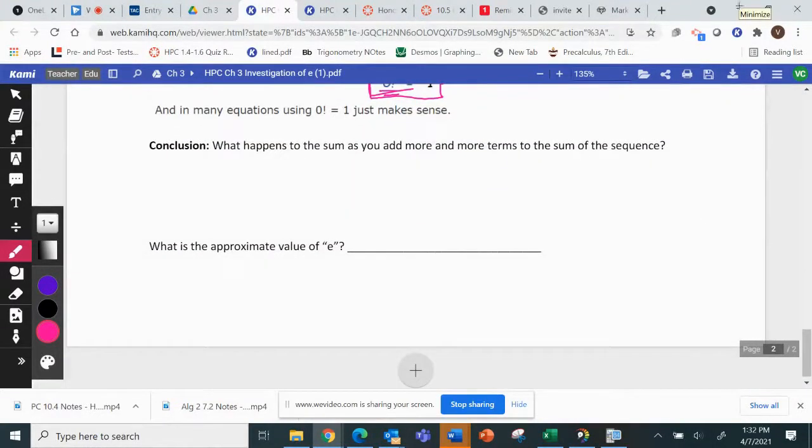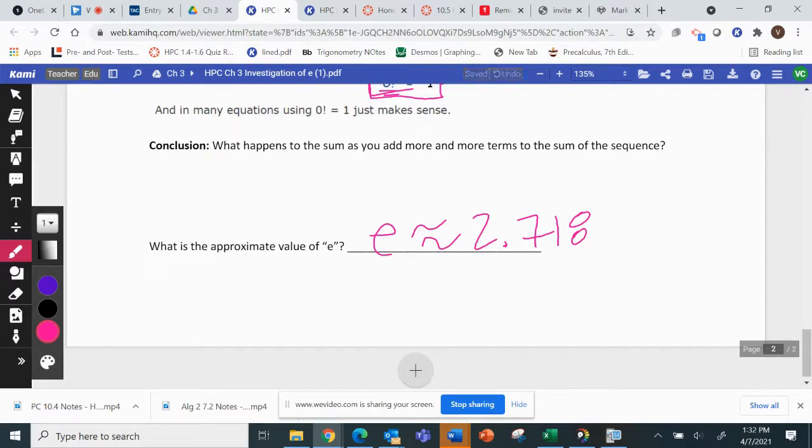So what's the approximate value of E? 2.718 plus some decimals, but that's good enough. So that's all we're doing with deriving. We're not going to be tested on deriving. You're just going to have E pop up in some of the questions, and we are going to graph E later in the week. So you just need to know how we got the number from this.